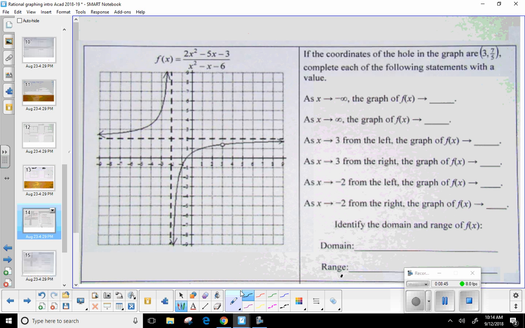So this is a paper you picked up yesterday. Again, if you don't have it, I got copies right over here in Tuesday's pocket, because that was the day I gave it. So we got this rational function here. It says 2x squared minus 5x minus 3 divided by x squared minus x minus 6. Now, if the coordinates of the hole are 3 and 7/5, complete each of the following statements with a value. The first 2 statements say as x approaches positive and negative infinity. These are what we call the ends. A lot of times you're going to hear this referred to as the end behavior.